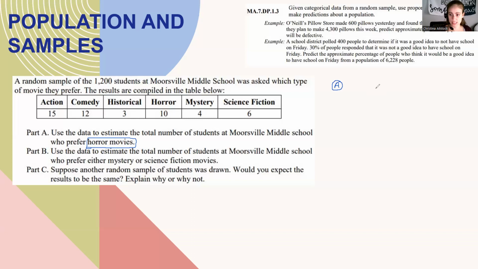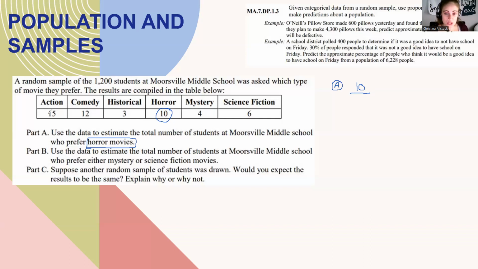We know from that sample size that 10 students prefer horror movies. And then our denominator needs to be the total number of students in that sample size, because our first ratio is all about the sample. So that needs to stay together. 10 from the sample liked horror movies, and the denominator is the total number of students. They didn't tell us that, but we can figure it out.